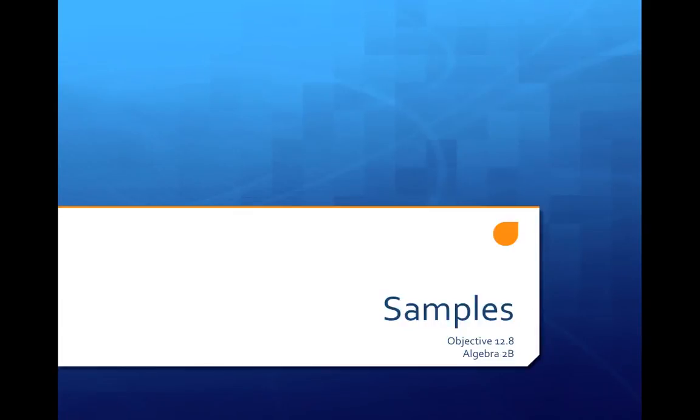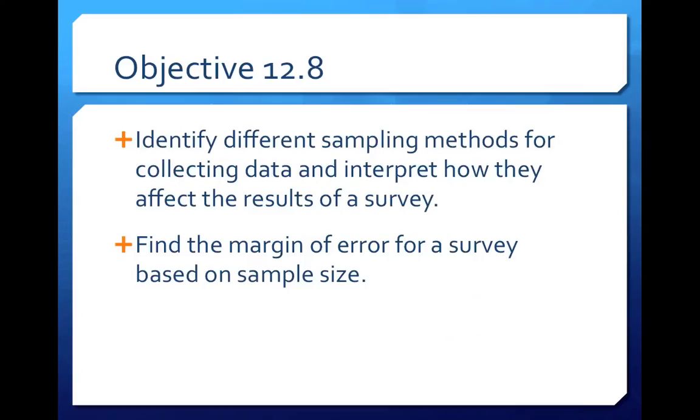Objective 12.8, Samples. In Objective 12.8, we want to be able to identify different sampling methods for collecting data and interpret how they affect the results of a survey. We also want to be able to find the margin of error of a survey based on sample size.